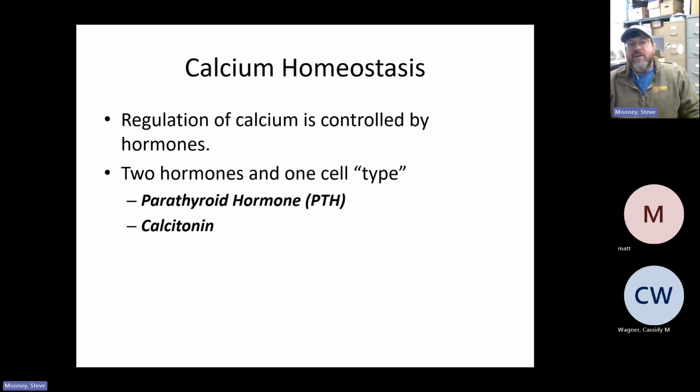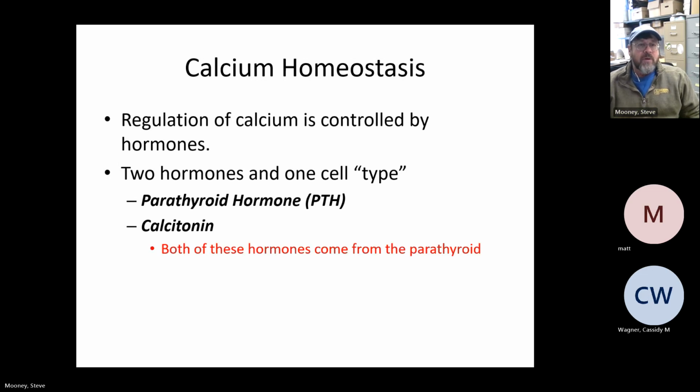The other hormone we're going to deal with is calcitonin. These two hormones are both produced by the parathyroid gland and have opposite effects. Both came from the parathyroid gland that's on the trachea, right under your jaw. And then we have the osteocyte, the bone cell type that responds to these two hormones.